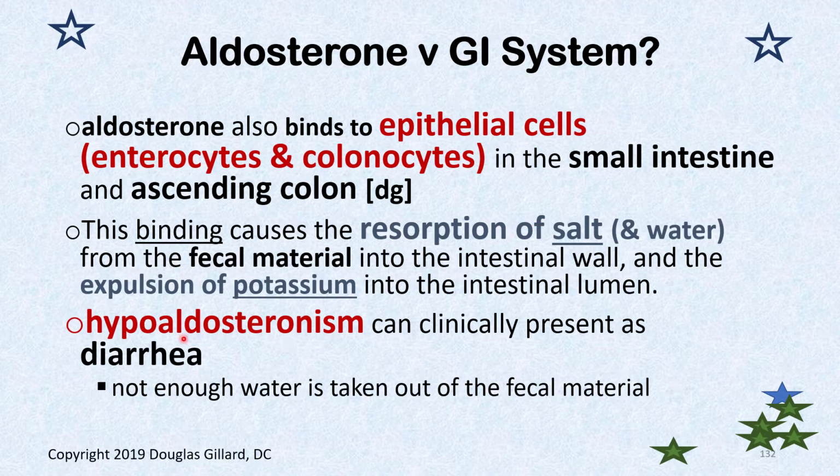So, but people with hypoaldosteronism, what is hypoaldosteronism? Well, hypo means it's not enough aldosterone, so they're not secreting aldosterone enough. One of the clinical presentations of that is diarrhea. Why? Because we need aldosterone to suck excess water out of the intestine and out of the colon. Okay, so if you don't have it there, if they're not sucking water, you're going to get diarrhea.